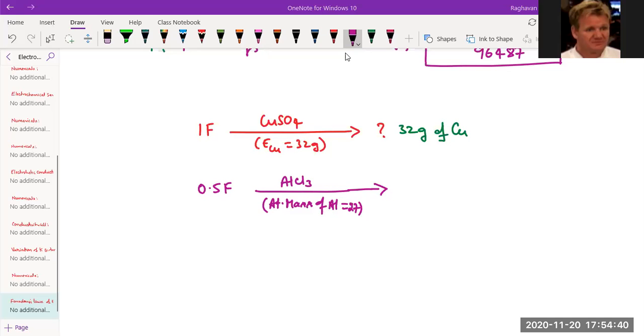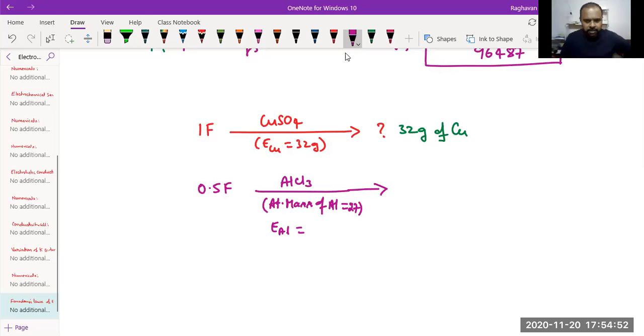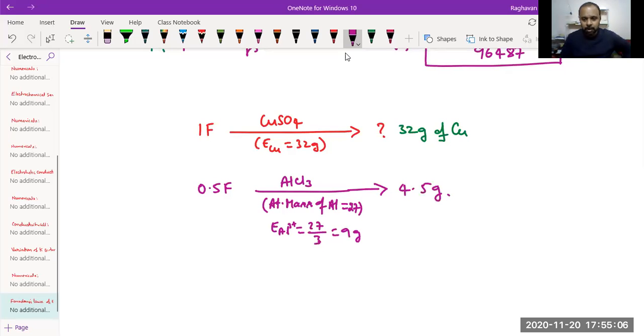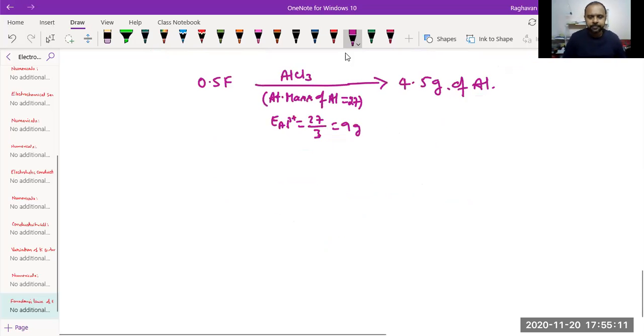Yes. Okay. Why? What is the equivalent mass? Equivalent mass is 9 grams, sir. Al3+ is 27 by 3, which is 9 grams. So 9 grams is 1 Faraday. 0.5 Faraday is half of the equivalent mass, 4.5 grams of aluminum. So that's fine.